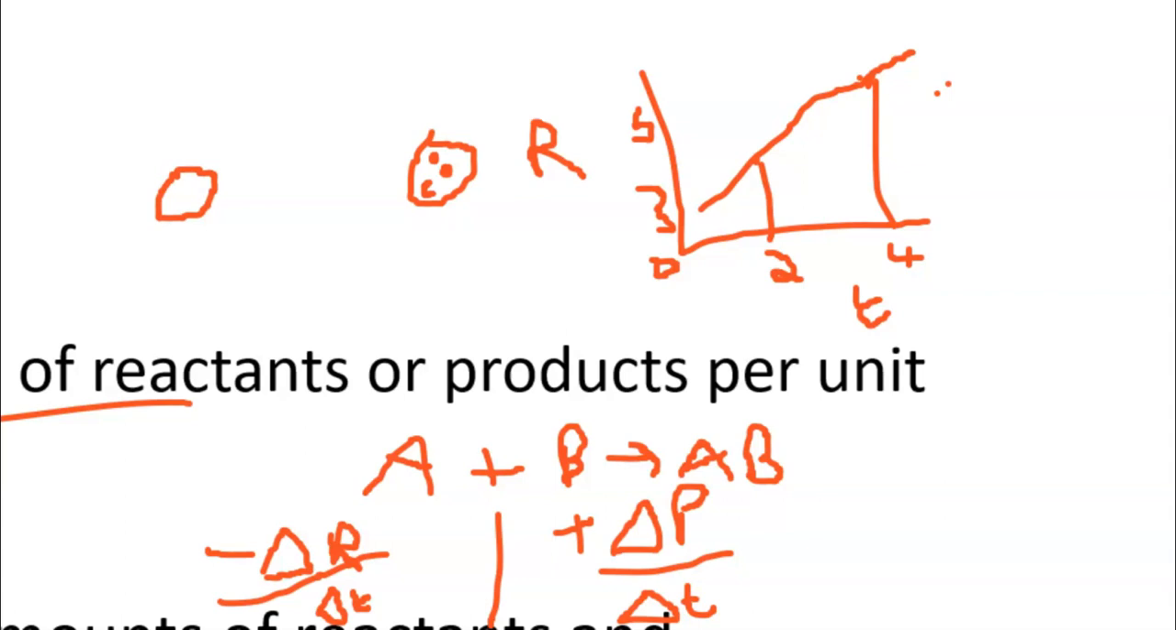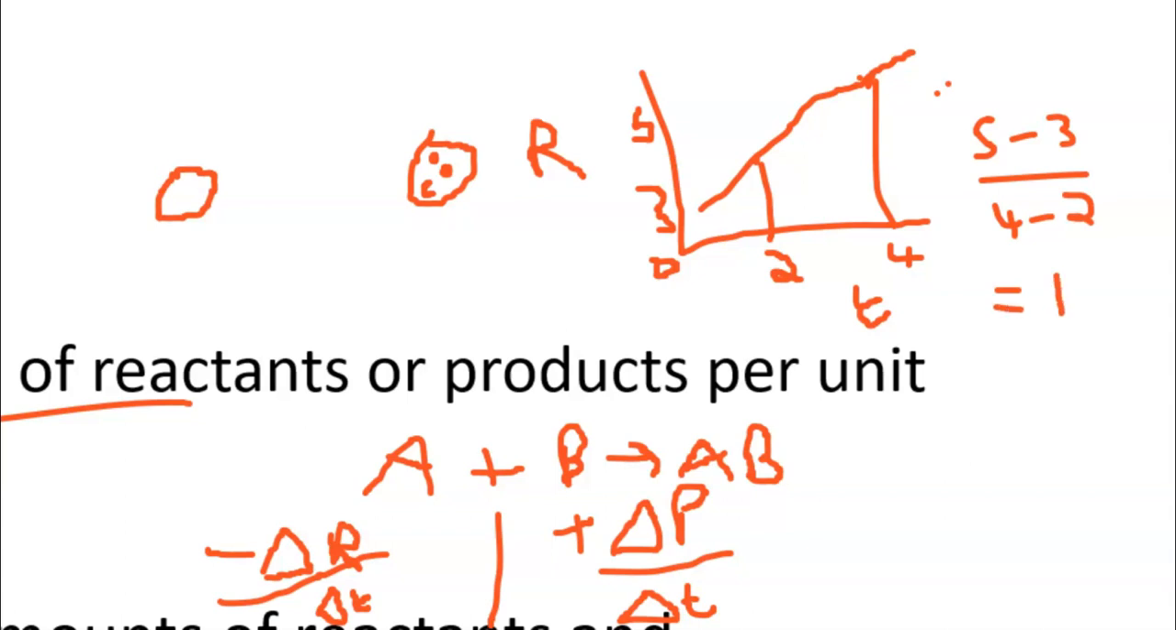So in the formula you'll expect something like this: 5 minus 3 over 4 minus 2. That will be our rate of reaction for that graph we just did. The answer, we know, will be 2 over 2, which is 1. So that will be our rate of reaction, which is 1.